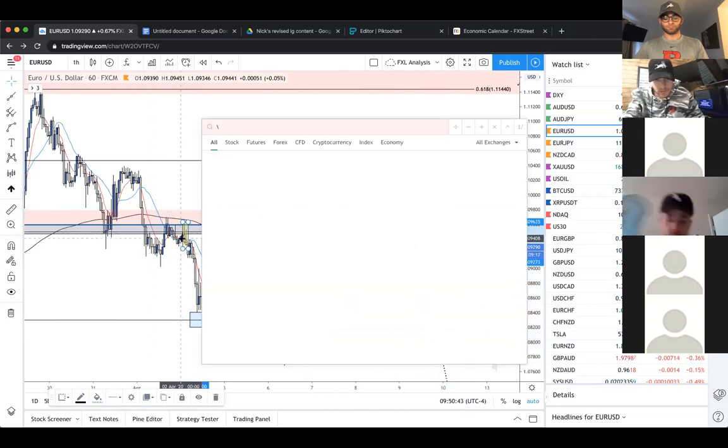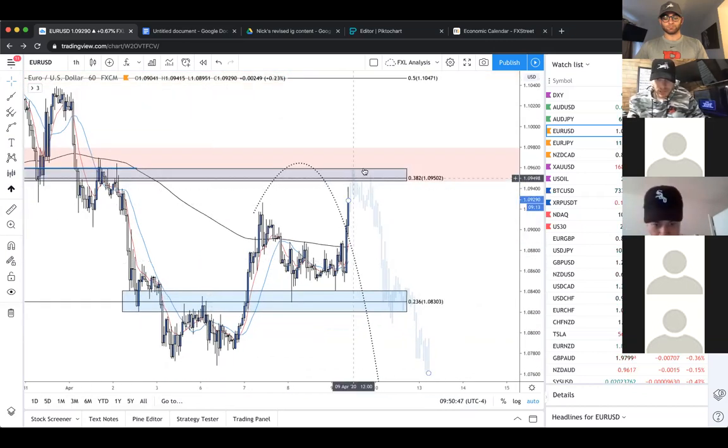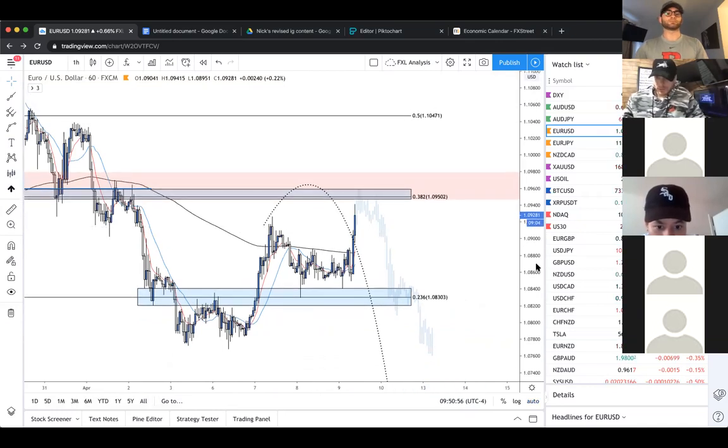Get rid of this. Whoops. Get rid of that. So we could see something like this if we see a key rejection. Again, we just want to see that transition. You want to get in on the lower high with a nice bearish engulfing, or evening star, something of that nature. And then we'll be looking to target short.